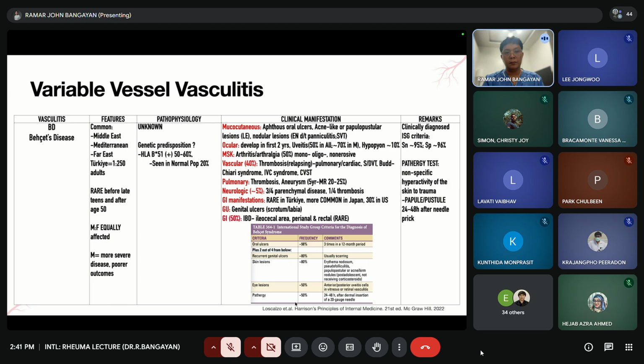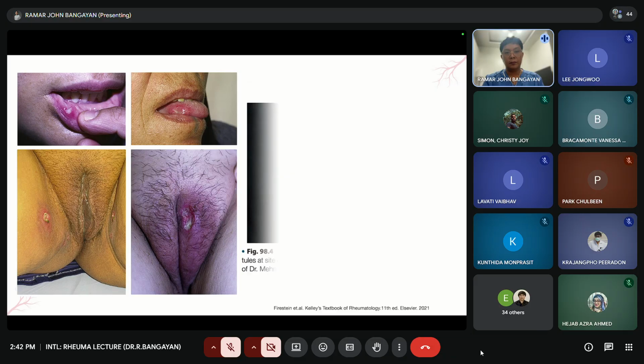And you should do a pathergy test. So what is the pathergy test? Later on, I'll show you a photo of the pathergy test. It is a non-specific hyperactivity of the skin due to trauma. So you induce trauma to the skin, and then within 24 to 48 hours, there should be a formation of a papule or a pustule. And this is how it looks like.